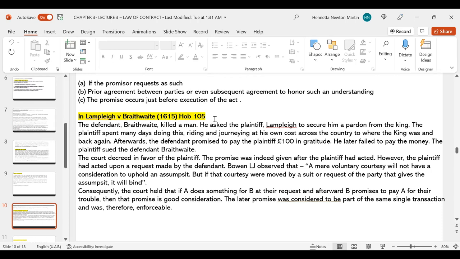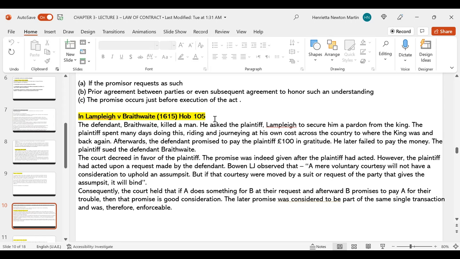The promise was indeed given after the plaintiff had acted. See, first it was just a request. Brathwait told Lampleigh, see Lampleigh, I'm actually not at any fault. Could you just go to the king and bring a pardon from me? And to do this, he took a long time and he journeyed at his own cost. He put his own money to where the king was living and back again. So later on, this guy was really released. Then after that, the defendant promised to pay the plaintiff £100 in gratitude. He was very grateful to him because finally he got his release. He secured his release. But later on, after this guy got released, he failed to pay the money. Then the plaintiff sued the defendant Brathwait.